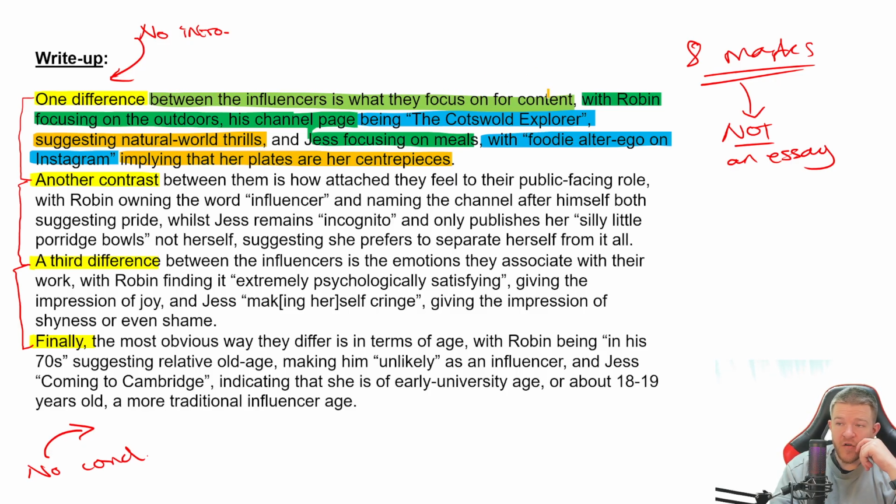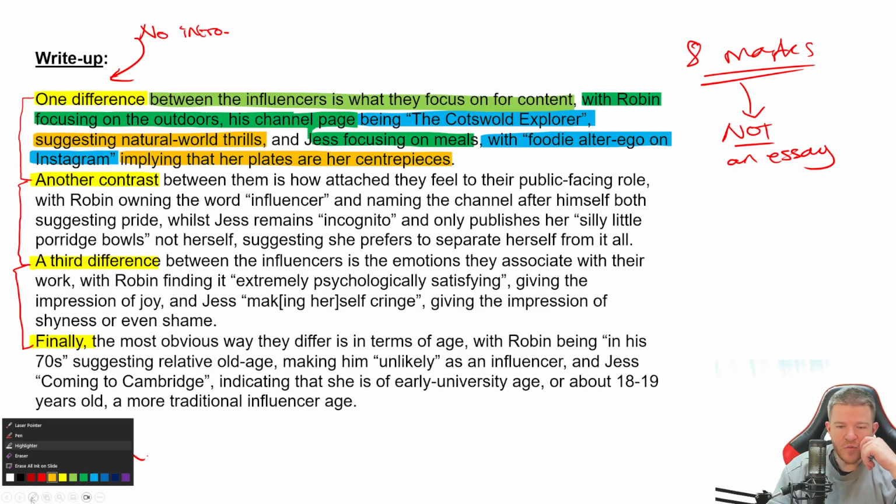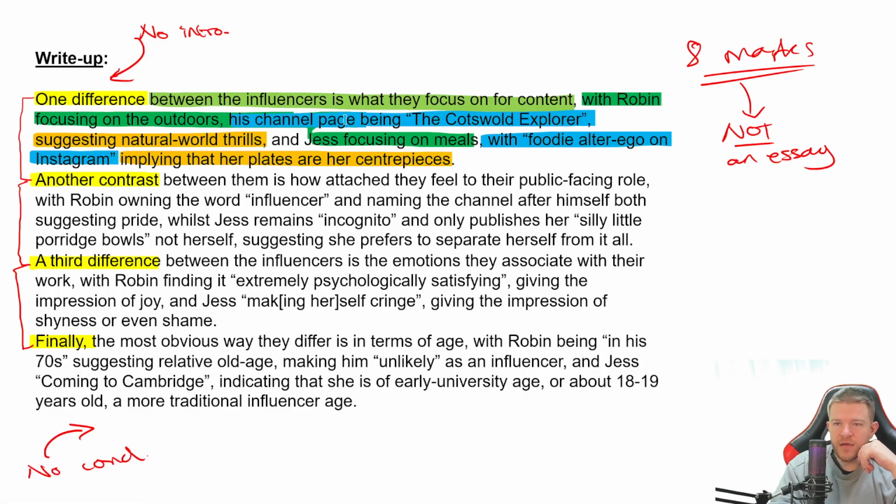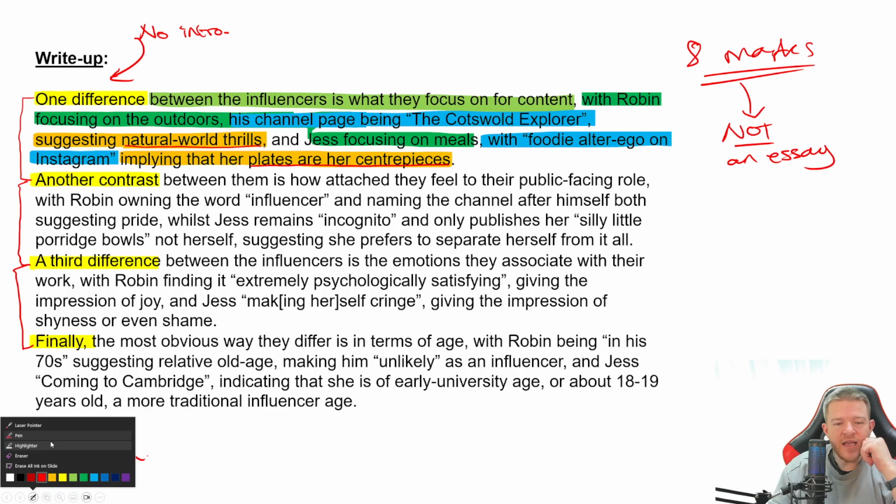One difference between them is what they focus on, with Robin focusing on the outdoors, Jess focusing on meals. We have our evidence, his channel page being the Cotswold Explorer, her foodie alter ego on Instagram. And then we have really low-level basic insight, suggesting natural world thrills, the Cotswold Explorer, and foodie alter ego implying her plates are her centerpieces. Now I've done the exact same thing for the other 3 sentences of my analysis.